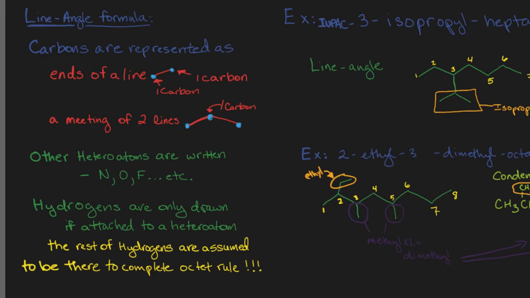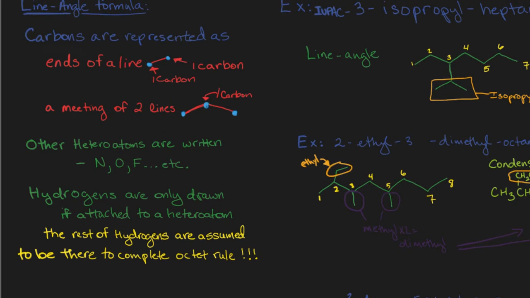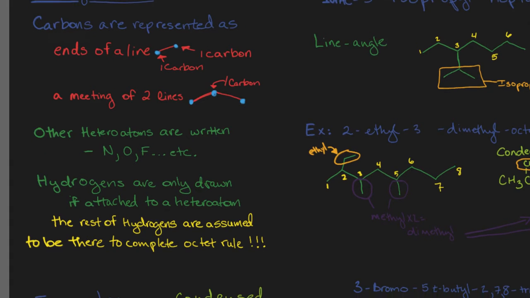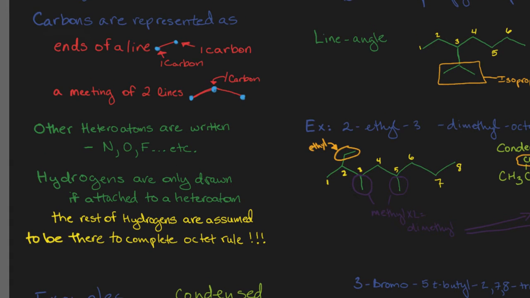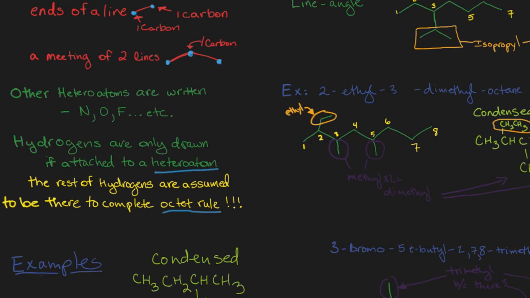Alright. Other heteroatoms like nitrogen, oxygen, fluorine, sulfur, bromine, whatever it may be, you gotta actually write those in. Hydrogens, though, only if they're attached to one of those heteroatoms would you draw the hydrogen. Otherwise, the rest of the hydrogens are assumed to be there that complete the octet rule, if you remember from chemistry, having that full outer valence shell.